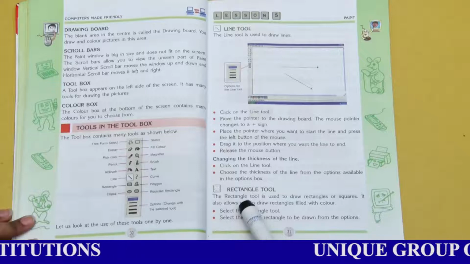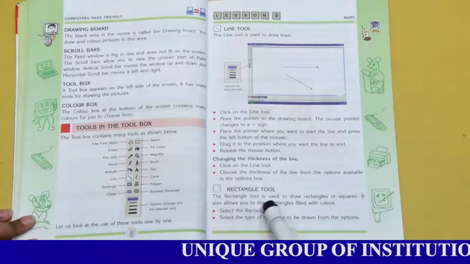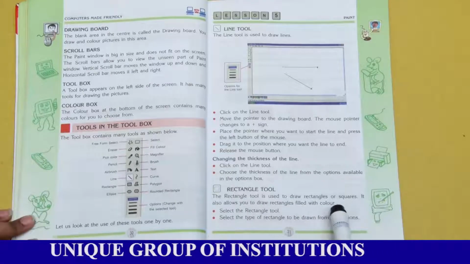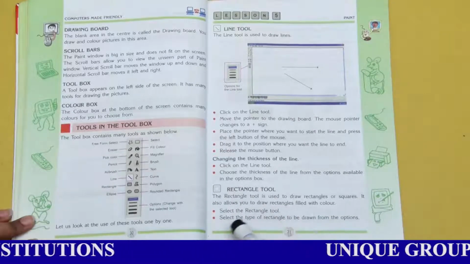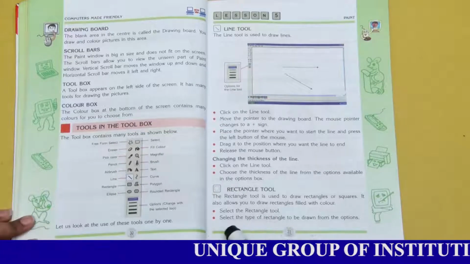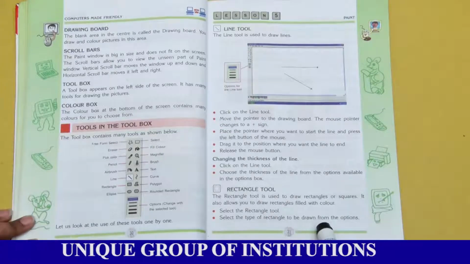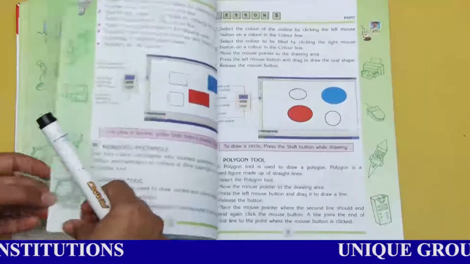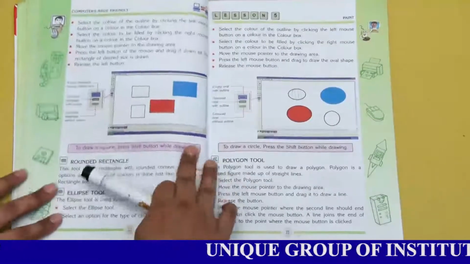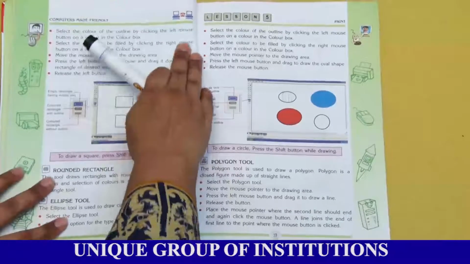अब rectangle tool के बारे में हम पढ़ेंगे. The rectangle tool is used to draw a rectangle or square. It also allows you to draw a rectangle filled with color. Select the rectangle tool. Select the type of rectangle to be drawn from the options. Come to the next page. आज हम इसकी हाफ रीडिंग करेंगे ताकि आपको अच्छे से अंडरस्टैंड हो जाए.